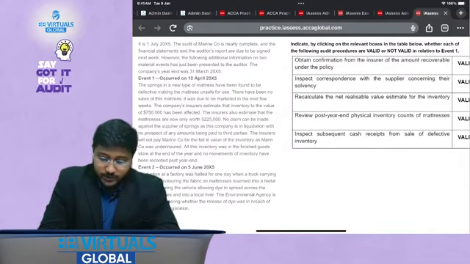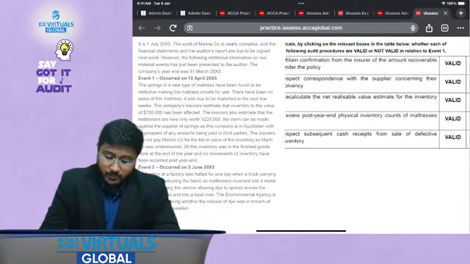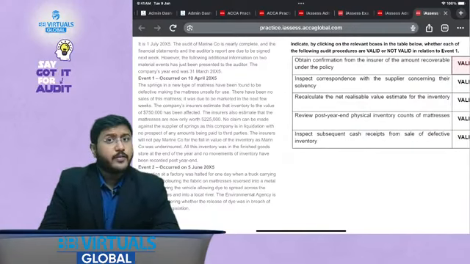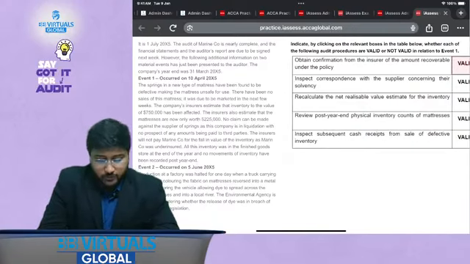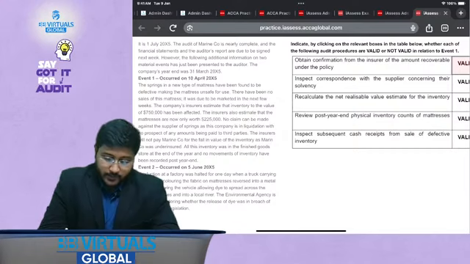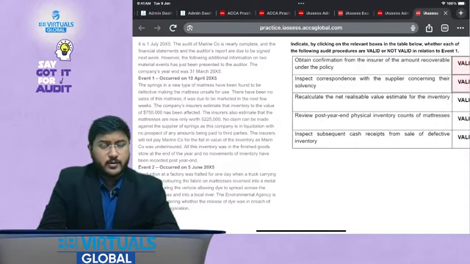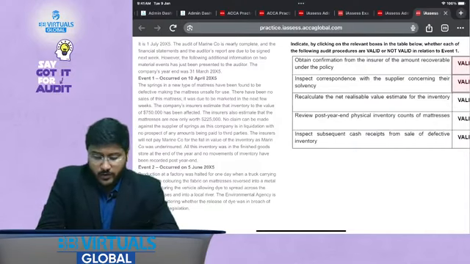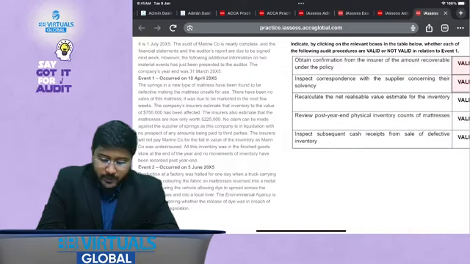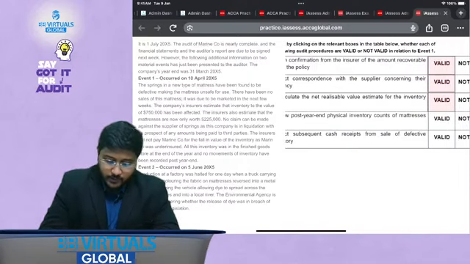Obtain confirmation from the insurer of the amount recoverable under the policy. Yes, this is valid, so that we can understand what is the amount of loss that should be recorded. Inspect correspondence with the supplier concerning their solvency. Okay, yes, we have to understand this. We have to inspect what about their solvency, because we are not able to make the payments. Recalculate the net realizable value estimate for the inventory. Yes, this is also valid.